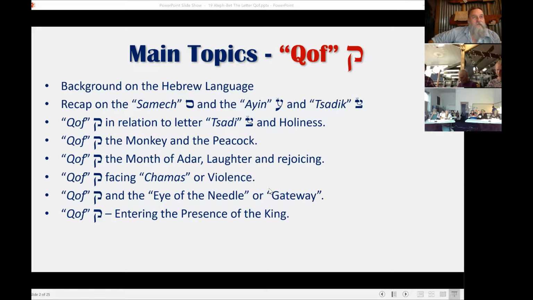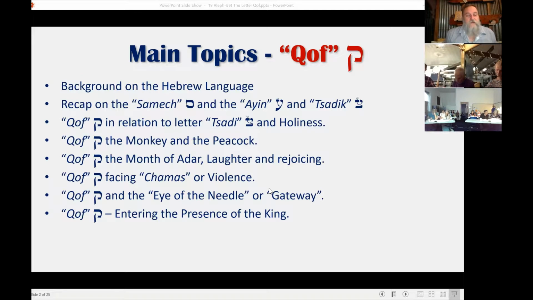We are currently in the month of Adar, going into the month of Nisan. And the month of Nisan is the first month of the biblical cycle. So it's not Rosh Hashanah, we go to the 7th month. This is the 12th month going to the first month. And it's all about the harvest. So we're in the 12th month, and the Goof is connected to Adar. And then we're going to look at Goof in relation to Hamas. Now, Hamas means violence. And Hamas is the opposite of what Tsadik stands for, which is righteousness. So we're going to look at those two connections.